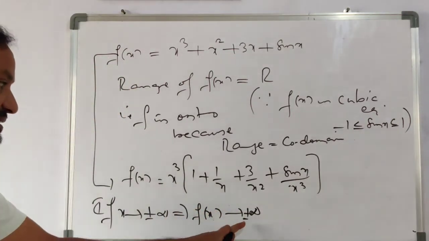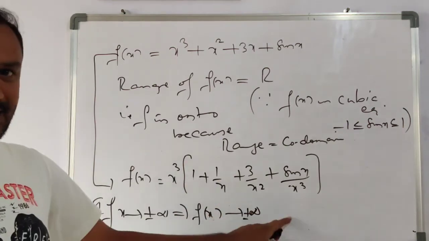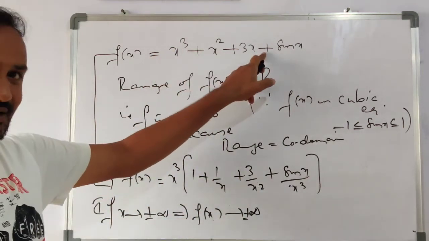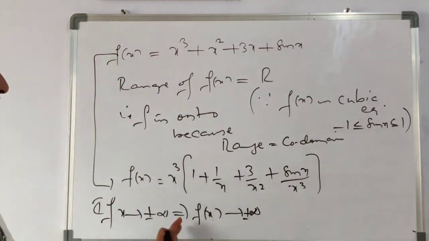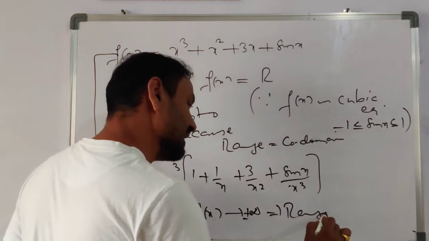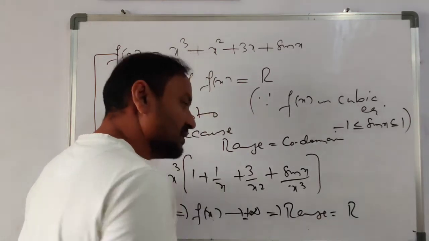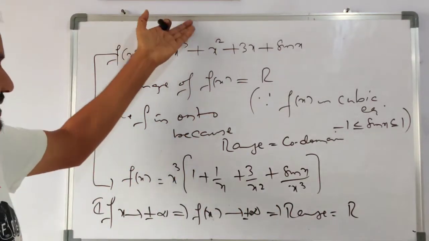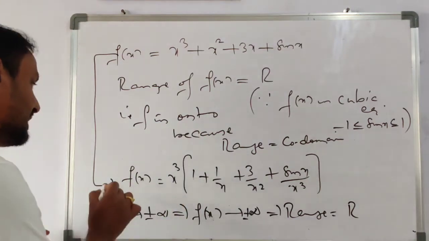That's why this is also equal to what? Minus infinity to plus infinity. So the range of the given function is equal to R. So that means we can observe this range is equal to R, which is also equal to codomain. That's why we can say f is onto. So this is another method.